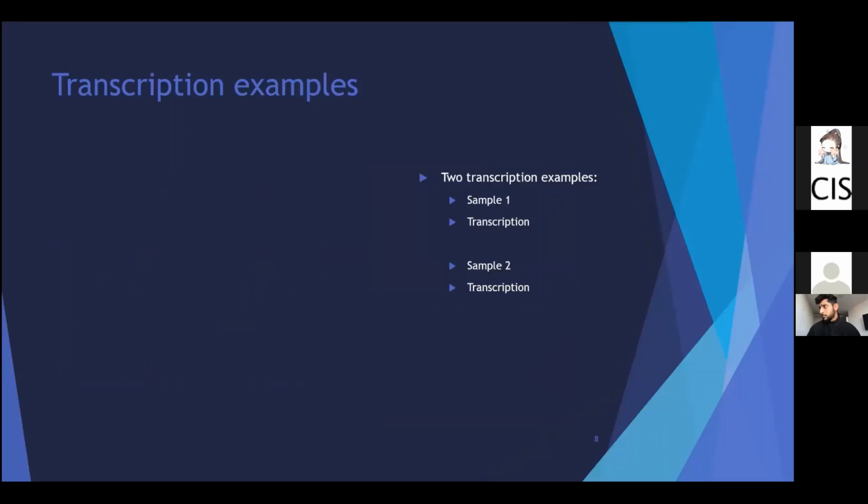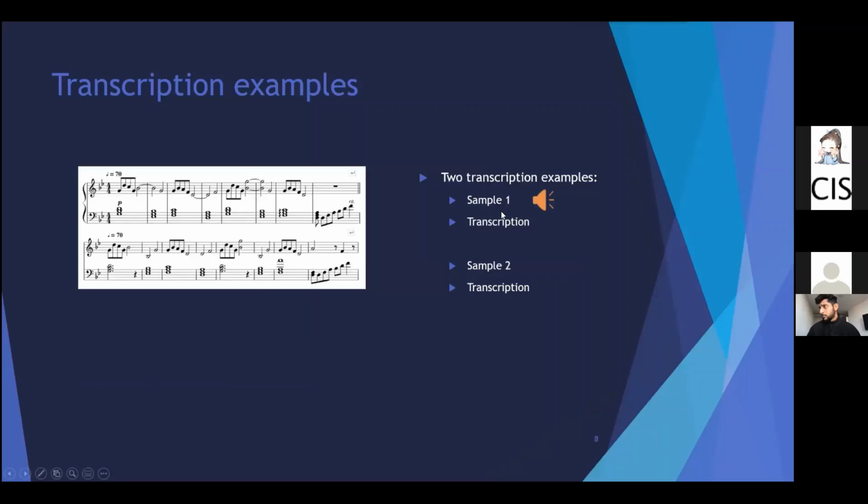And here, I share some transcription examples. This is example 1. The first line is the ground truth, and the second line is the transcription. Let's play it a bit. Hope you can hear the sound.